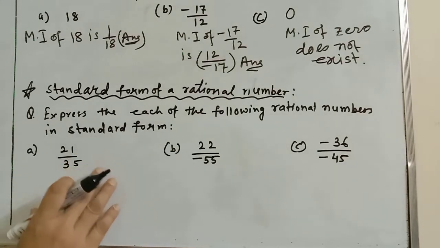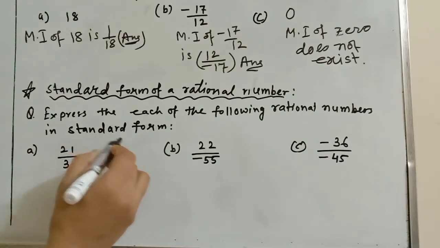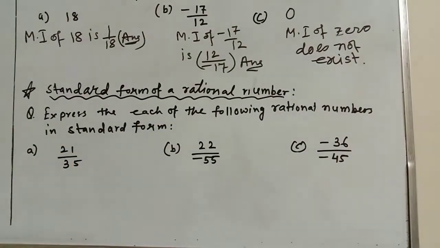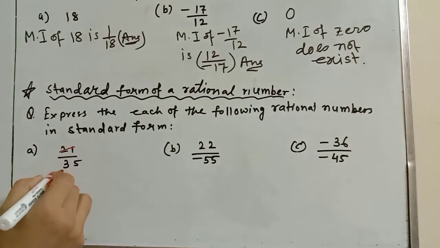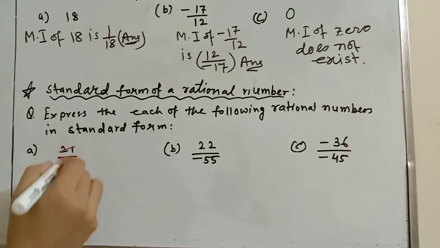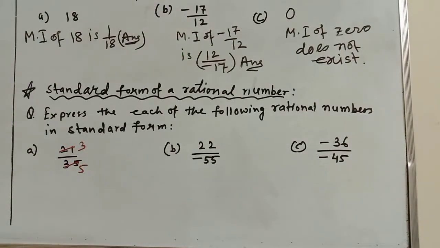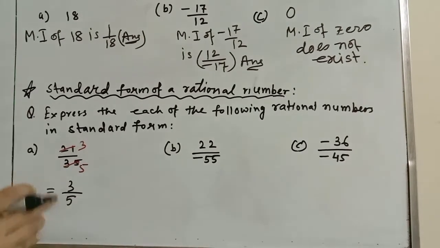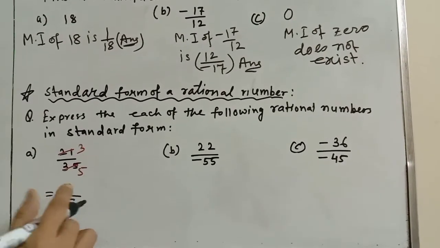Is it in its standard form? Express each of the following rational numbers in standard form. Here you can see that it is 21 by 35, and you can cancel it by 7. So it is not in standard form, because you can cancel it. 7 3s are 21, 7 5s are 35. Now the standard form of 21 by 35 is 3 by 5. Now it is the simplest form and the denominator is also positive. So it is a standard form.